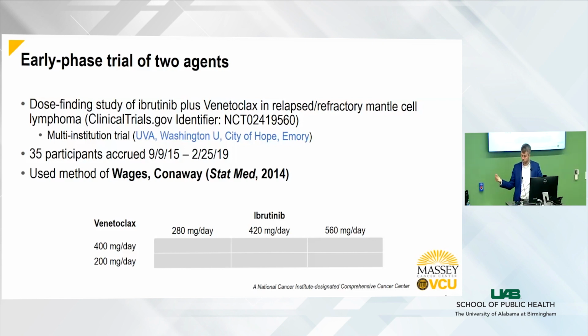So here's our structure. We have 2 dose levels of venetoclax and 3 dose levels of ibrutinib. I want to find some optimal dose among these drug combinations.